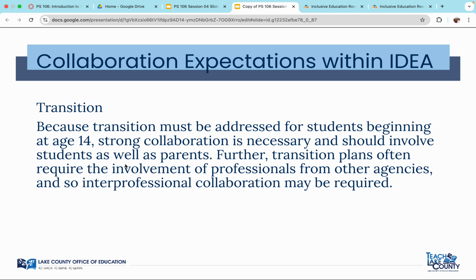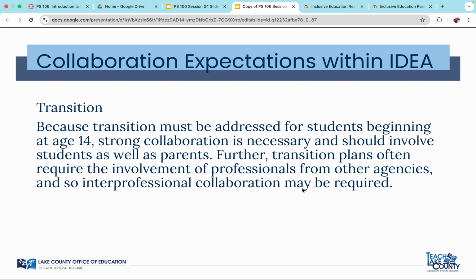And usually by age 14, students should have some sort of transition plan going on, where you've probably given them a questionnaire about what they want to do when they grow up, or maybe you've given them a career interest inventory, which is a battery of questions that will sort out where a student might be interested in working or what their learning styles are for career-based activities.